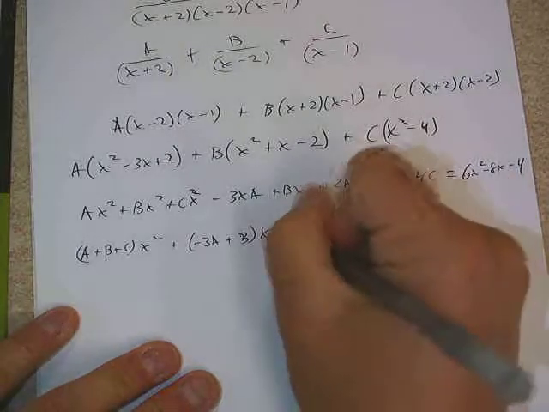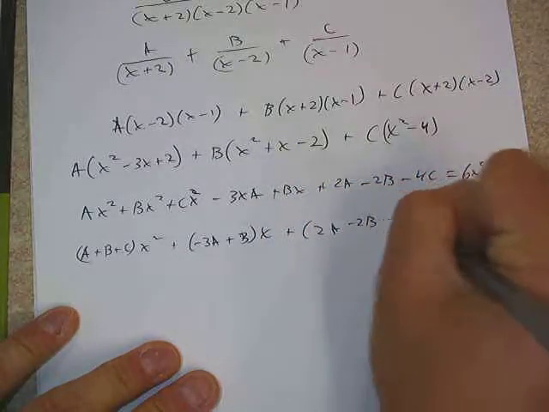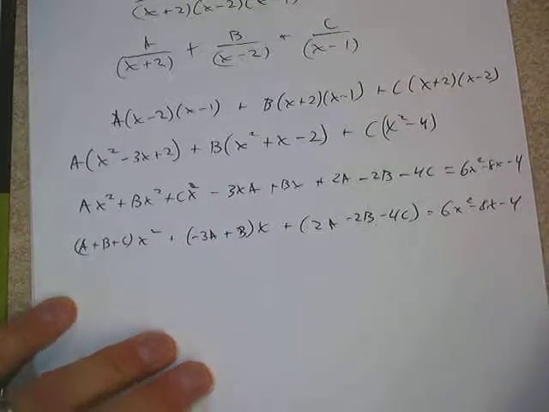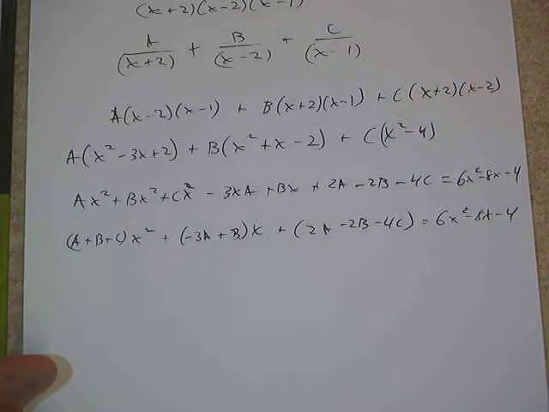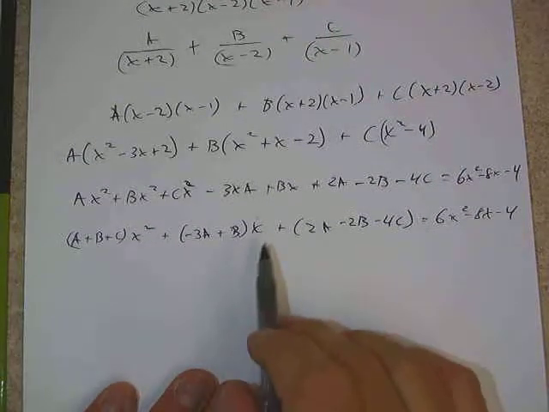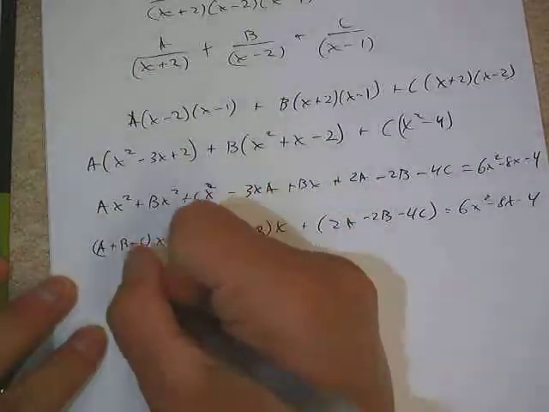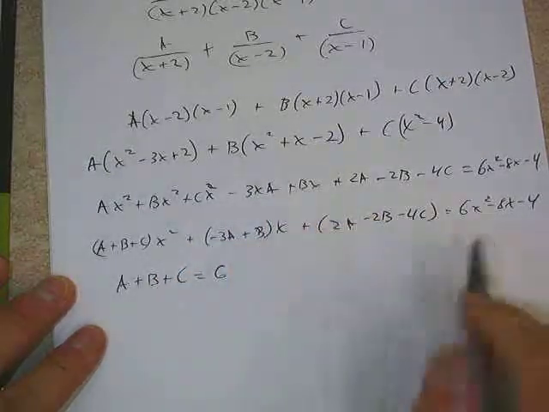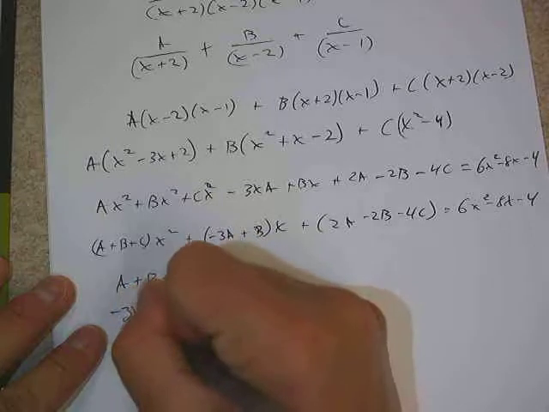And essentially, we are equating this to the top, which was 6x squared minus 8x minus 4. So, in factoring out our x squareds here, we'd have a plus b plus c is equal to x squared. And in our x terms, we'd have a negative 3a and a b times our x. And then our constant term would be 2a minus 2b minus 4c.